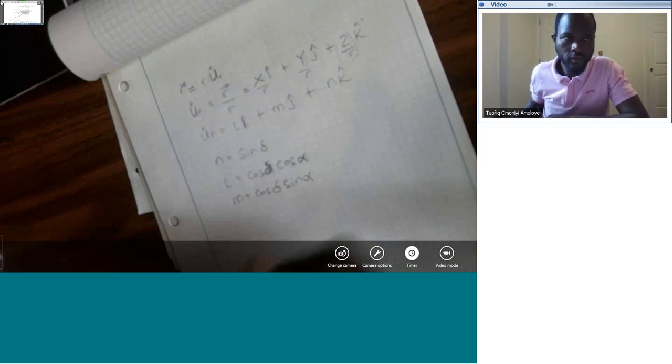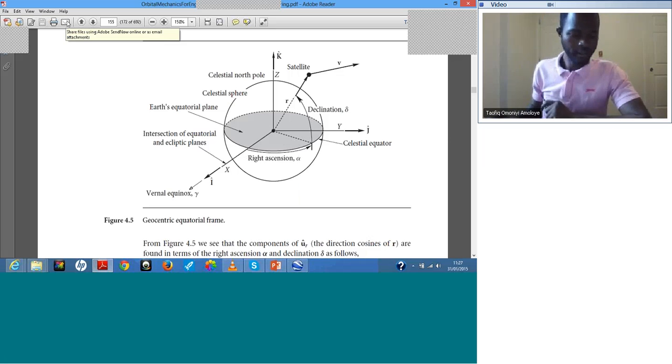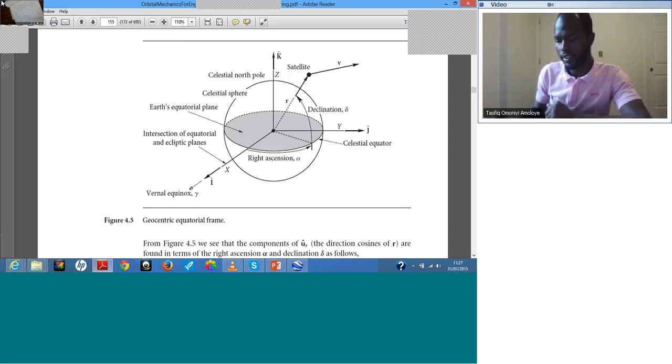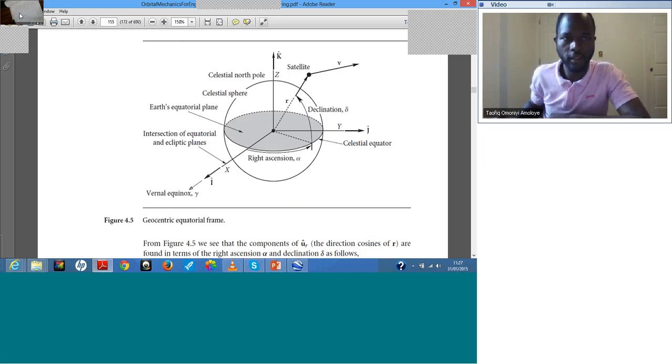So as can be seen from here, if the component of UR in this plane is cos delta, then the component of UR in this axis will be cos delta cos alpha. Then in that y direction it will be cos delta sine alpha. So these are direction cosines of the unit vector in those directions.